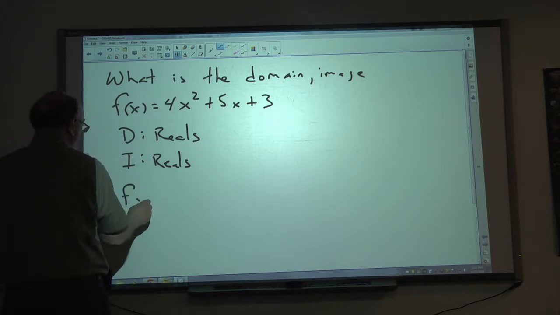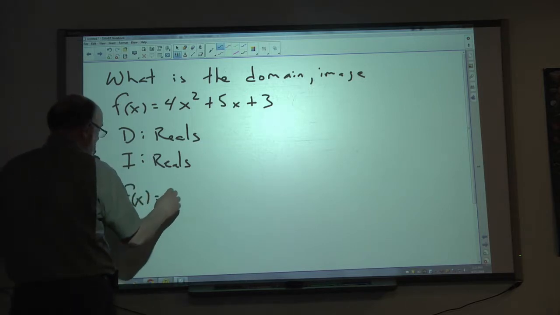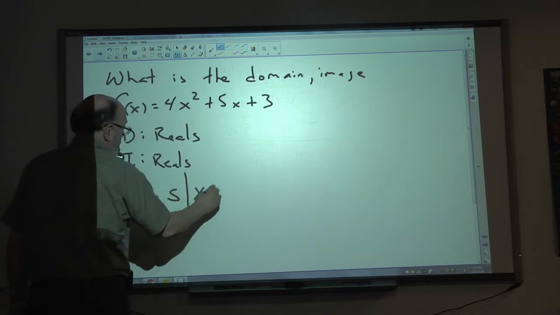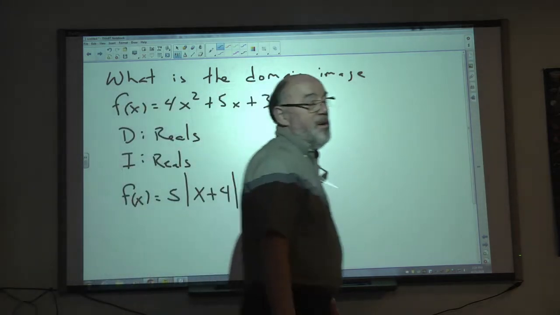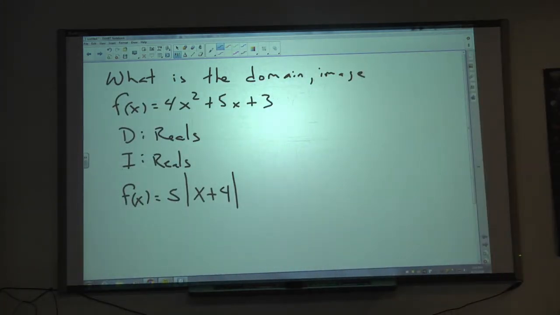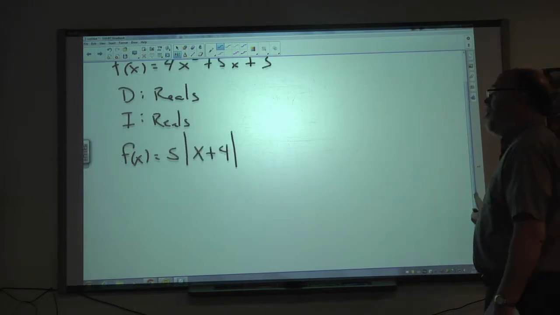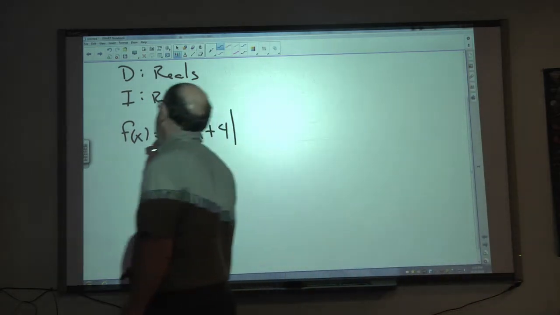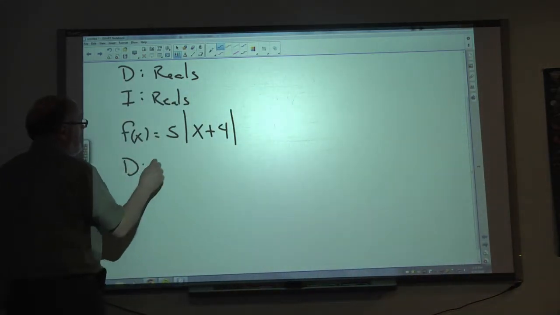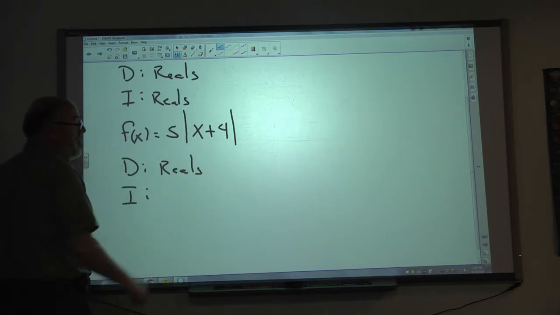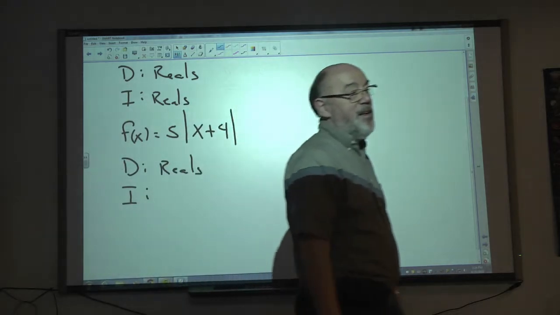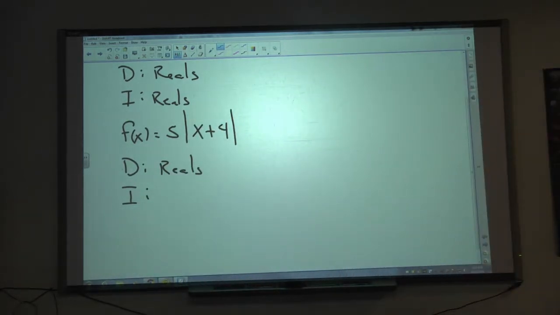How about this one? F of x equals... what numbers can I plug in for x? All real numbers, right? So my x values, I can plug in whatever I want. So my domain is all reals. And what do I get out of that once I plug in all those numbers? Real numbers that are positive. How about 0?